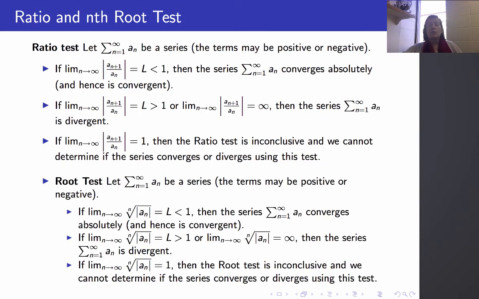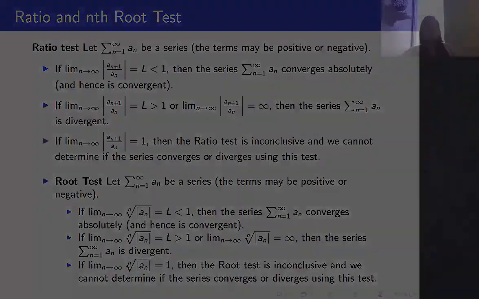And the root test is very similar. If you take the limit as n goes to infinity of the nth root of the absolute value of a_n, if that limit is less than 1, the series converges absolutely. If it's greater than 1 or infinity, the series diverges. And if it's equal to 1, then the root test is inconclusive, and we have to use some other test to try to determine convergence or divergence.